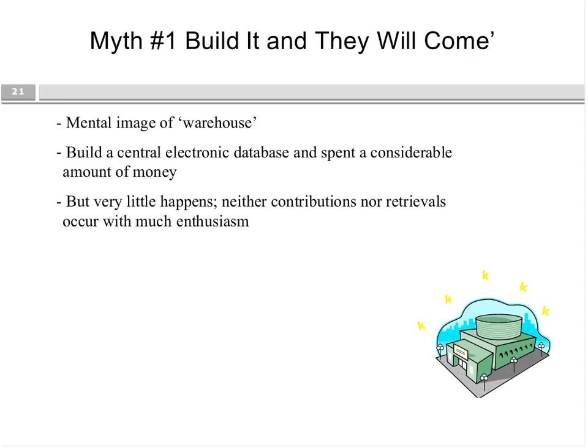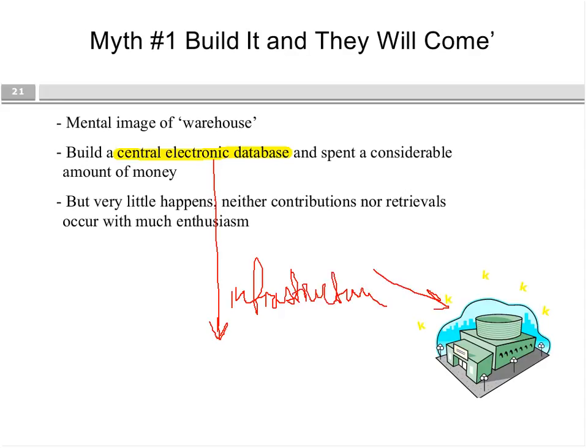Well, when thinking of knowledge management, some organizations have this mental image of a warehouse only. They think building a central electronic database. And the central electronic database is the same as what I call just infrastructure. So let me write it here because then something comes there. Infrastructure. This is an infrastructure, okay?